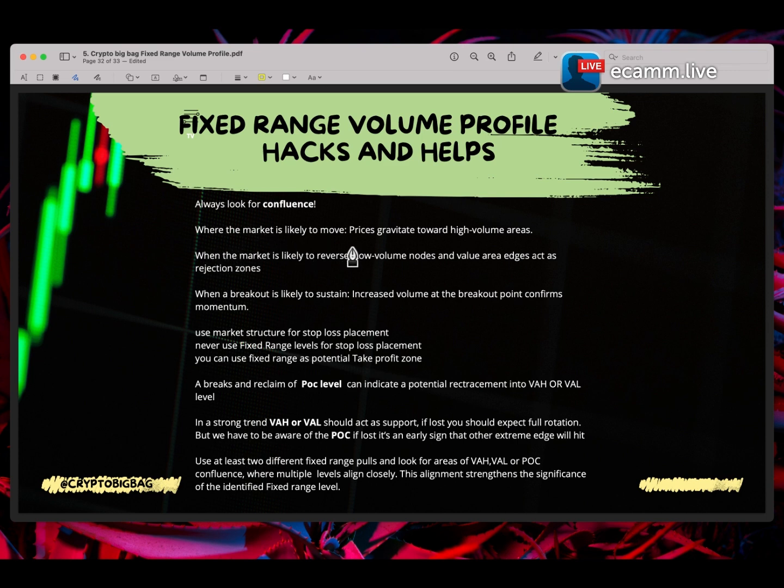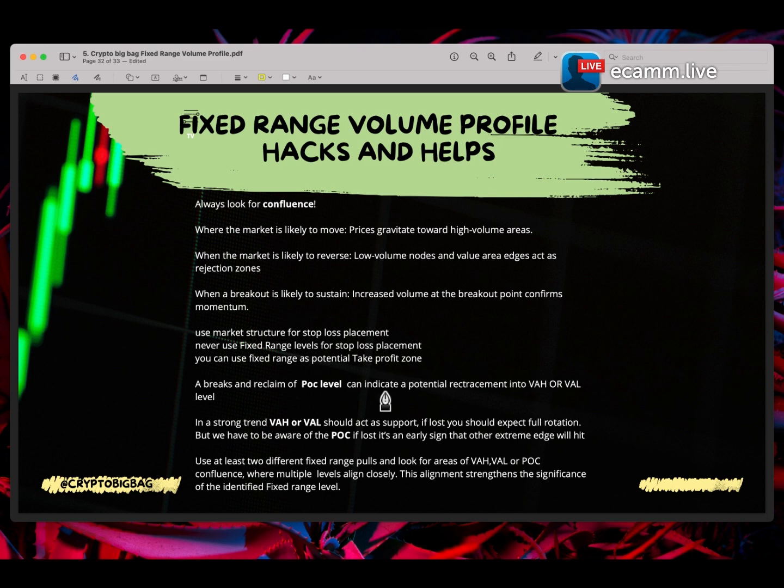When the market is likely to move, price gravitates towards the high volume areas. When a breakout is likely to sustain, increased volume at the breakout point confirms the momentum. Use market structure for stop loss placement. Never use fixed range levels for stop loss placement. You can use fixed range as a potential take profit zone.